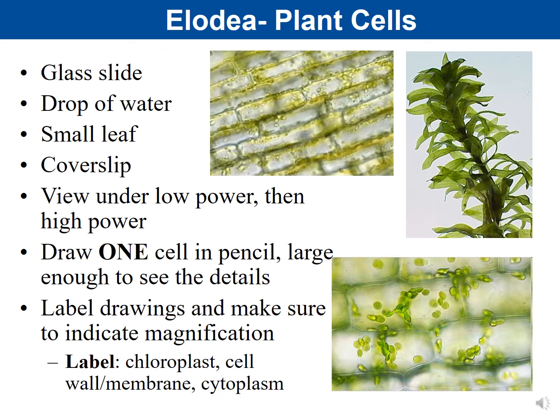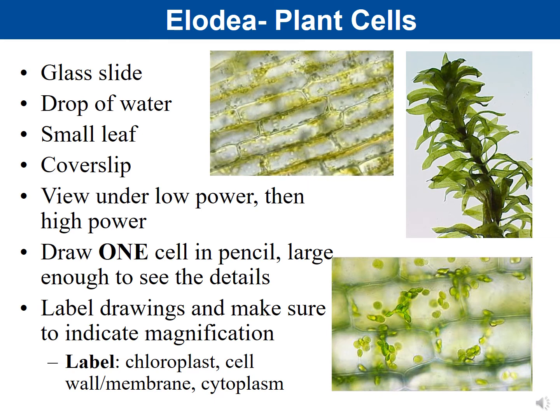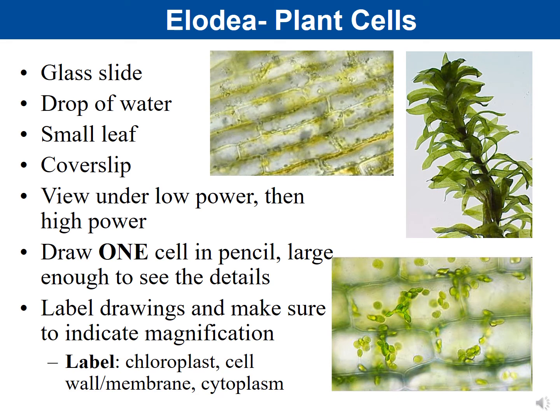So when you're doing this, what we would do in lab is we would prepare several slides to look at under the microscope. And so one of the specimens that we would do would be the Elodea. And the Elodea is a plant. You might recall using it in your photosynthesis lab. It's a freshwater plant, and it looks like this diagram here on the right.